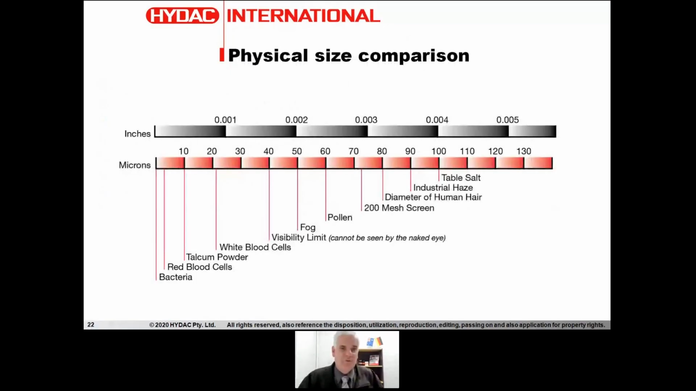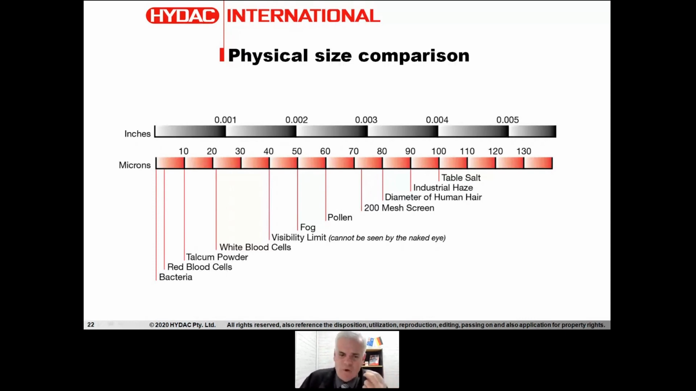We can't ignore the physical size, of course. So this is from a HYTALK catalog from the USA. Ultimately, what this chart is showing is that the visibility limit is around about 50 microns, and that's for someone who's got perfect vision. So anything under that, you can't see, not by the naked eye. You're going to need probably a microscope to be able to see these contaminants. 50 microns is a massive size contaminant for these systems.